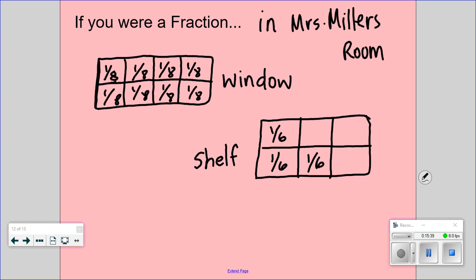Do you know why or how I know they're all going to be 1/6? Because they're all the same. They're all the same value. They're all the same shape, and they're all a part of 6 squares. They're all a part of my same whole. Very good.